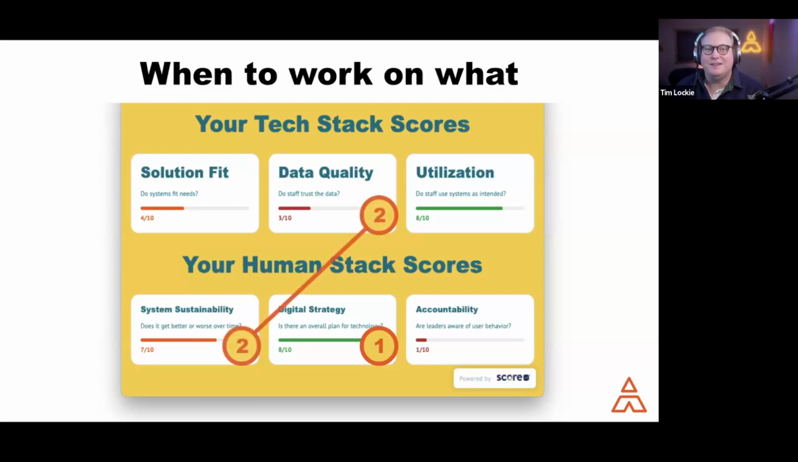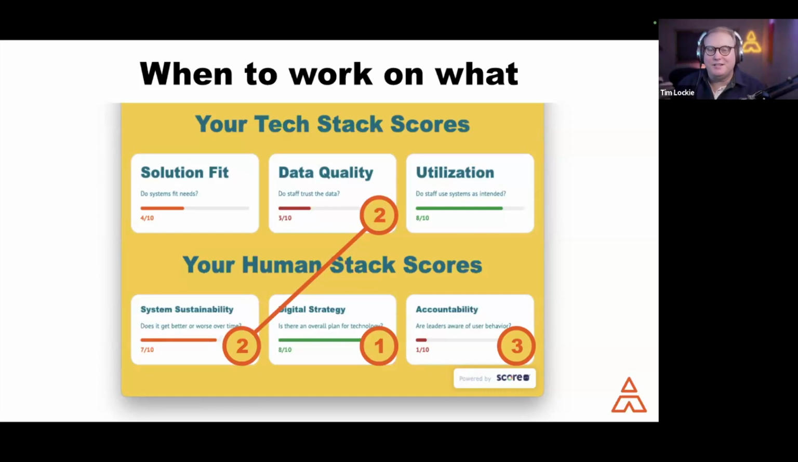Then the second thing is you'll work on data quality and system sustainability together. You'll usually stagger that, so you're starting one before, but you could do either one in either order. The next thing you're going to do is work on accountability. And here's the big trick. Solution fit is adjusted when you start working on anything after digital strategy. As soon as you start to improve the data quality, you're actually adjusting solution fit. Especially when you start working on system sustainability, it's basically continuous improvement, so you're adjusting the solution fit along the way.